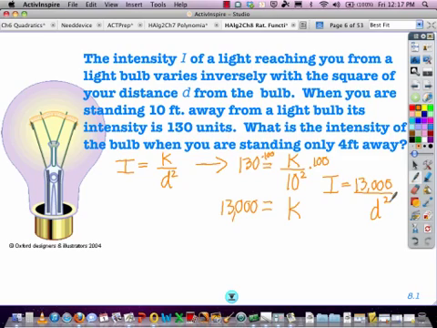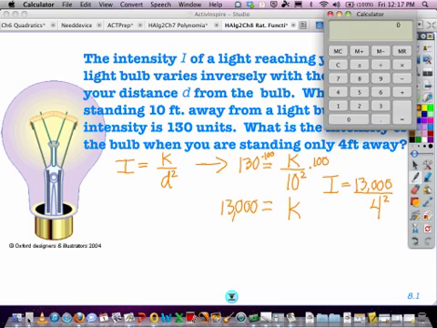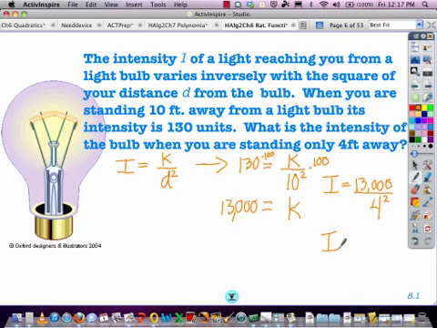So now, what is the intensity of the bulb when you're standing only 4 feet away? So we would erase our D, put in a 4, and go back and square that. So our final math calculation would be 13,000 divided by 16. And so our final answer, our intensity, would be about 812.5. And that would have to be the intensity, and the intensity was just in units.